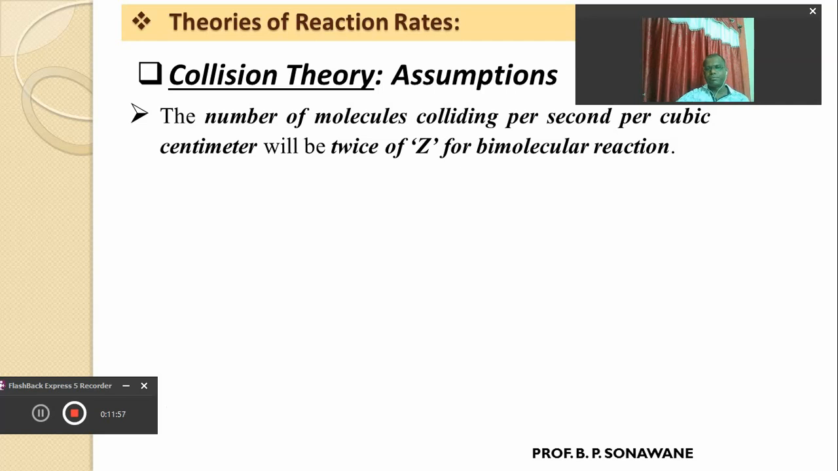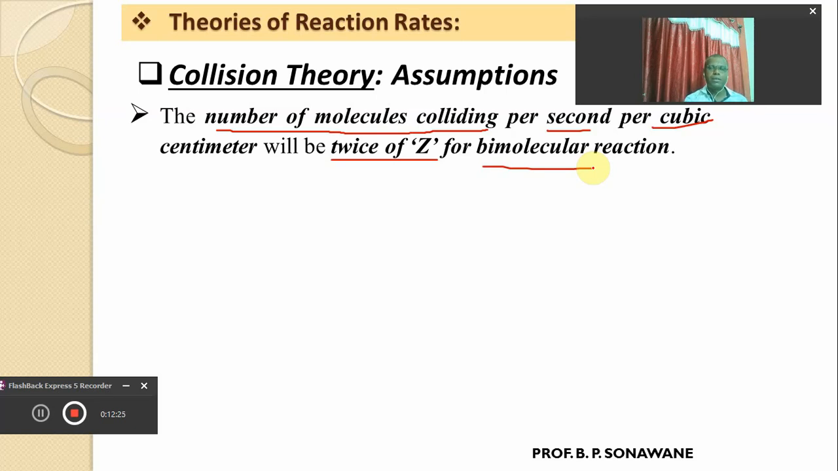Another assumption is given by means of this collision theory. The number of collisions, or the number of colliding molecules per second per cubic centimeter, will be twice the Z. It means that for a bimolecular reaction, if one collision takes place, then for the one collision we will require two molecules.